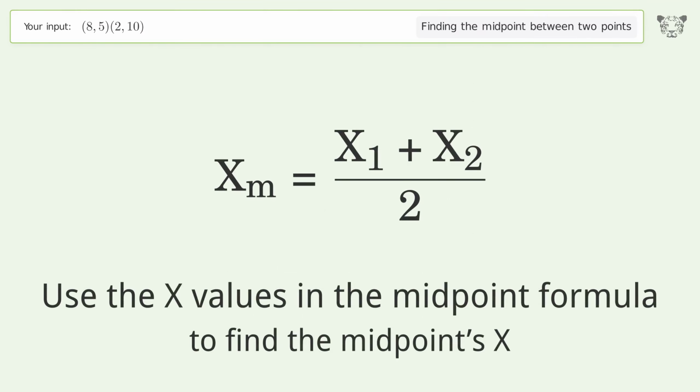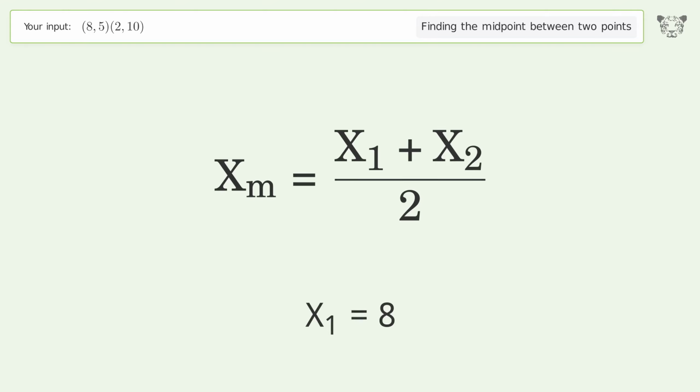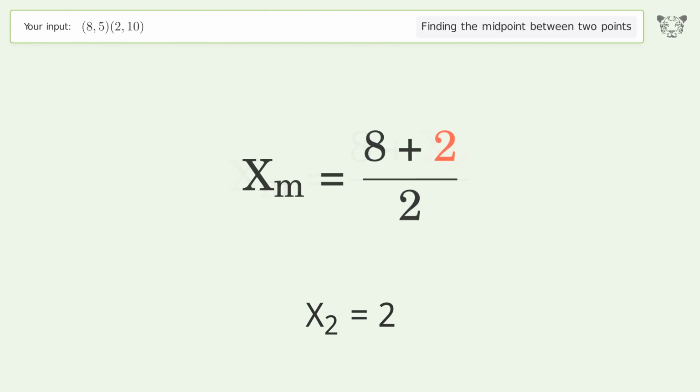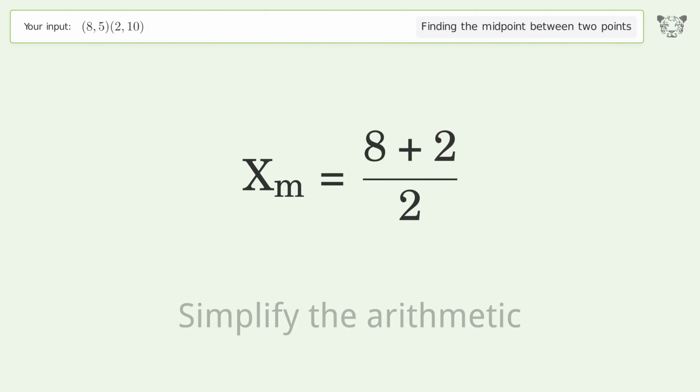Use the x values in the midpoint formula to find the midpoint's x. x1 equals 8. x2 equals 2. Simplify the arithmetic.